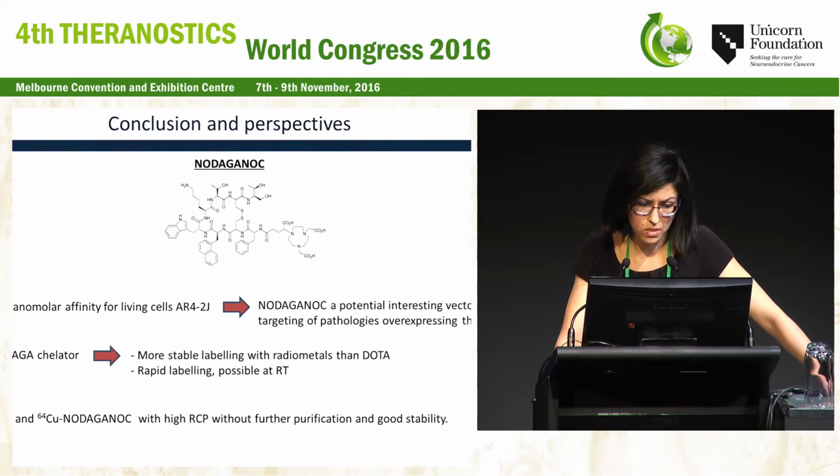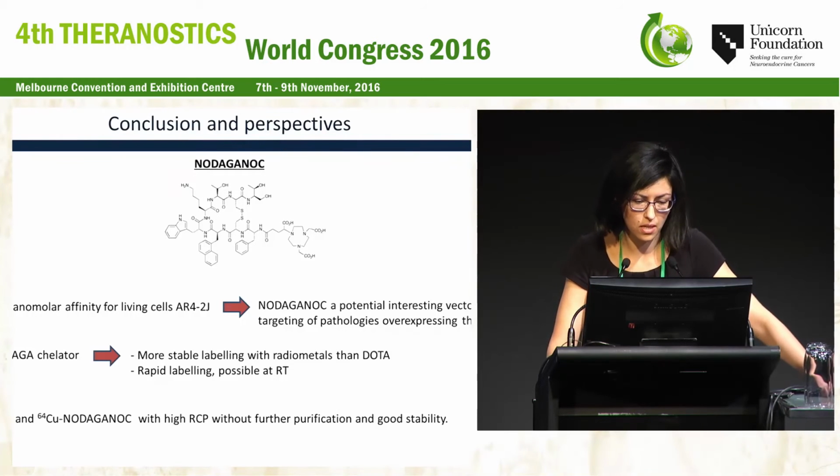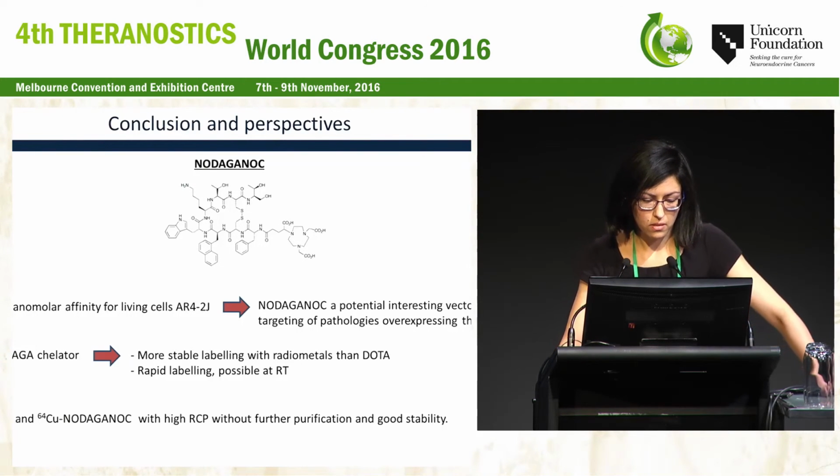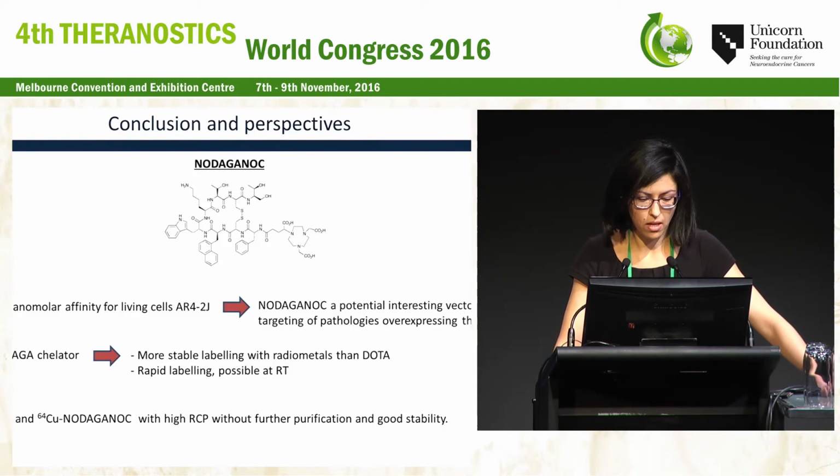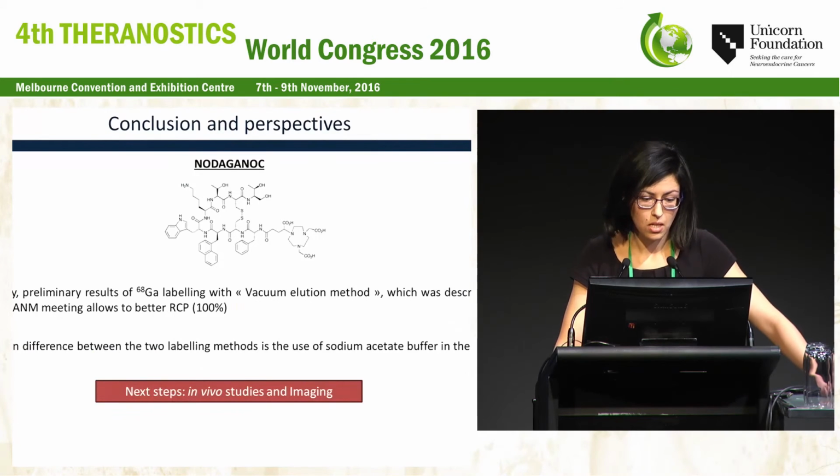In view of these results, we can say that the nanomolar affinity for living AR42J cells makes NODAGANOC a potentially interesting vector for targeting pathologies overexpressing the somatostatin receptor. The labeling methods were performed without costly equipment and lead to gallium-68 and copper-64 NODAGANOC with high RCP, without further purification and with good stability.